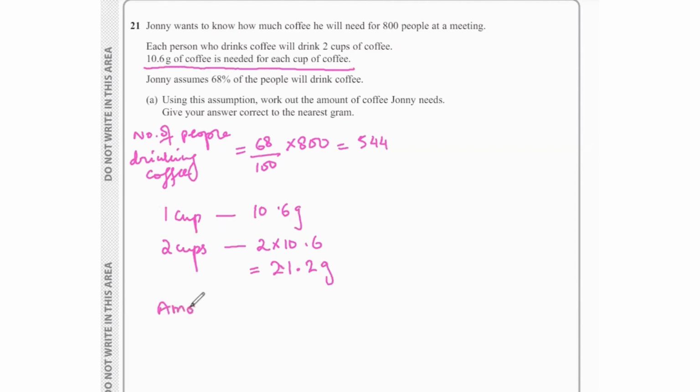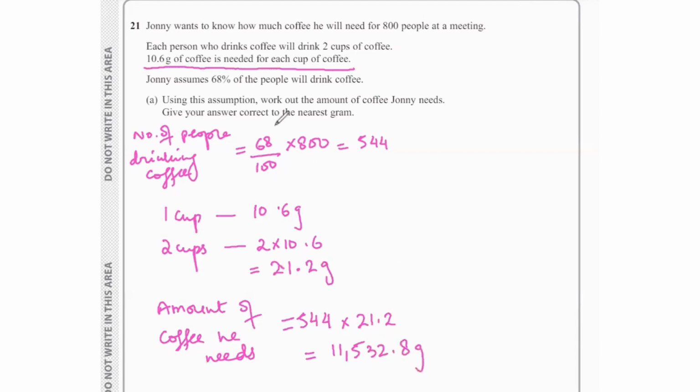So since each person is going to drink 2 cups of coffee, the amount of coffee he needs will be the product of 544, which is the number of people who will drink coffee, times the amount of coffee present in the 2 cups which each person will drink. So 21.2. And that's going to give us 11,532.8 grams. Since they want the answer correct to the nearest gram, that's going to be 11,533 grams.